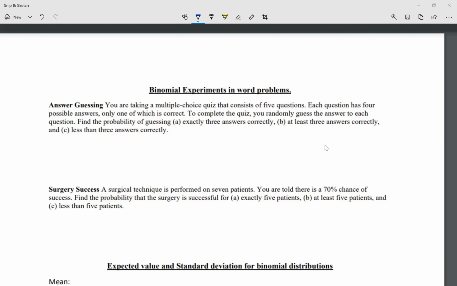Okay, so we're going to be looking at binomial experiments with word problems. We've been working with binomial experiments this unit, right? So now let's see. It says you are taking a multiple choice quiz test of 5 questions, only 5 questions. Each question has 4 possible answers, only one of which is correct.